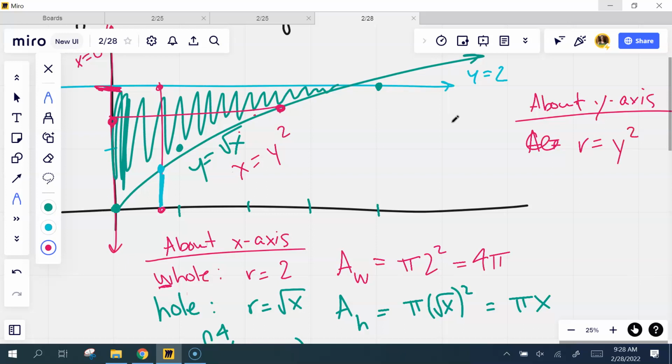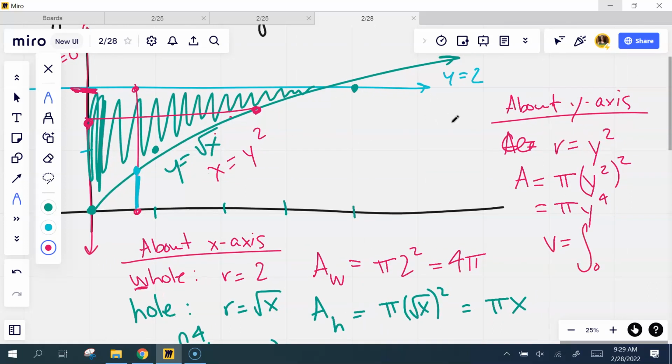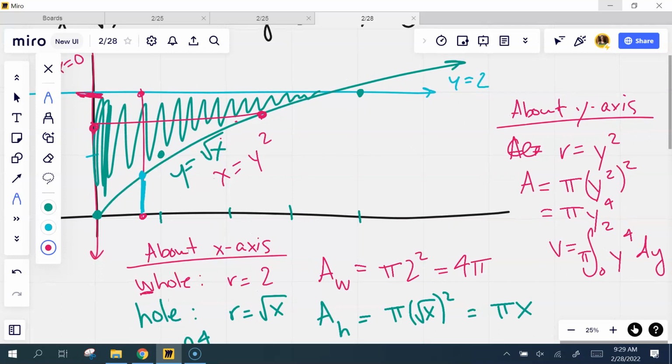Yep, we've got to do it four ways. Pi r squared, that's my area of this circle that I'm pulling out. So for the volume, from 0 to 2, again I'm going to throw that pi outside, y to the 4th dy. 2, 4, 8, 16. Because it's in terms of y.